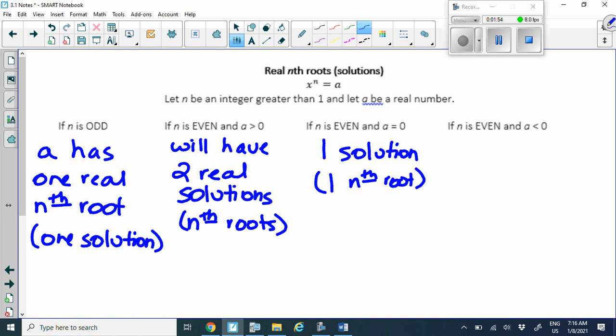Now let's say if our root is even and a is less than 0, what happens? Well, this is like we're taking the square root of -4. This is where we get our imaginary numbers. However, we are going to say we actually get no real nth roots. So no real solutions.